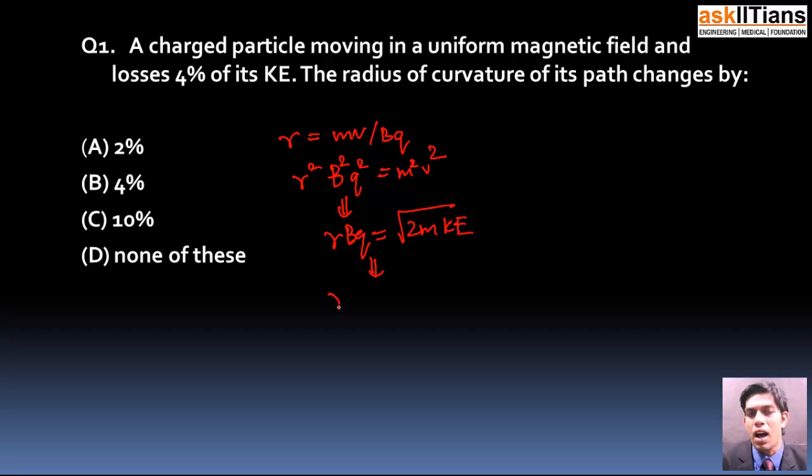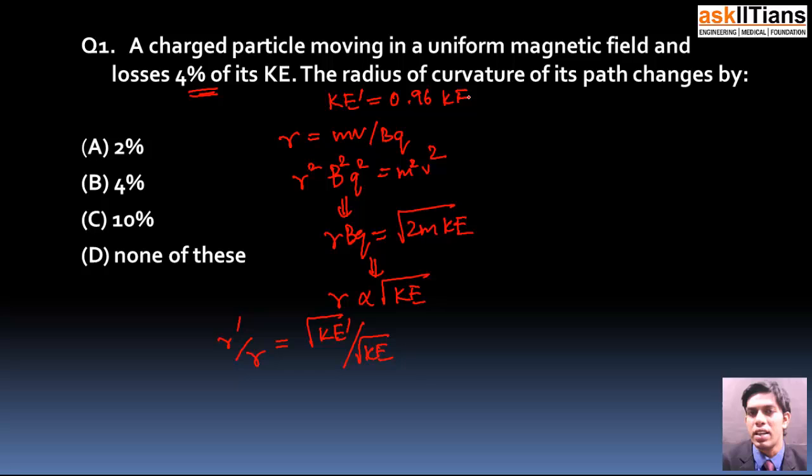This clearly states that R, the radius of curvature, is proportional to the root over kinetic energy. Let R dash be the new radius of curvature which we are looking for, divided by the old radius of curvature. This is equal to root over KE dash, the new kinetic energy, divided by root over KE, the old kinetic energy. With the given information that there is a loss of 4% in the kinetic energy, we can state that KE dash, the new kinetic energy, is equal to 0.96 times the old kinetic energy.